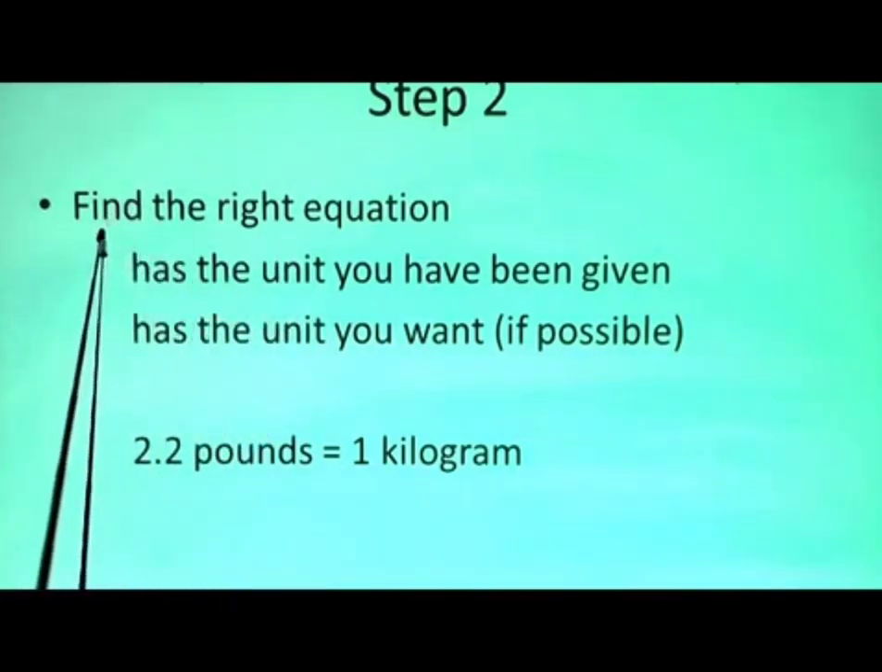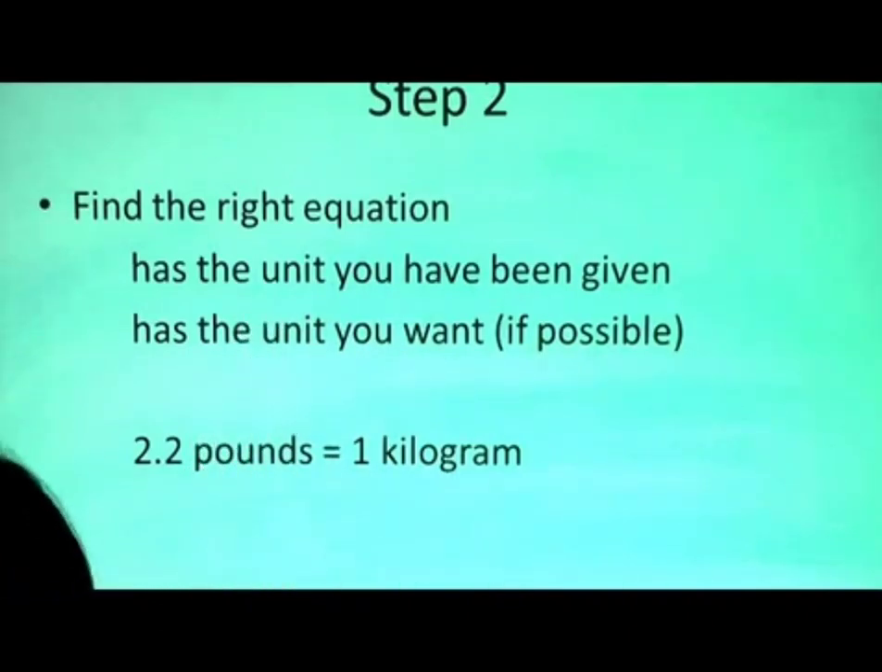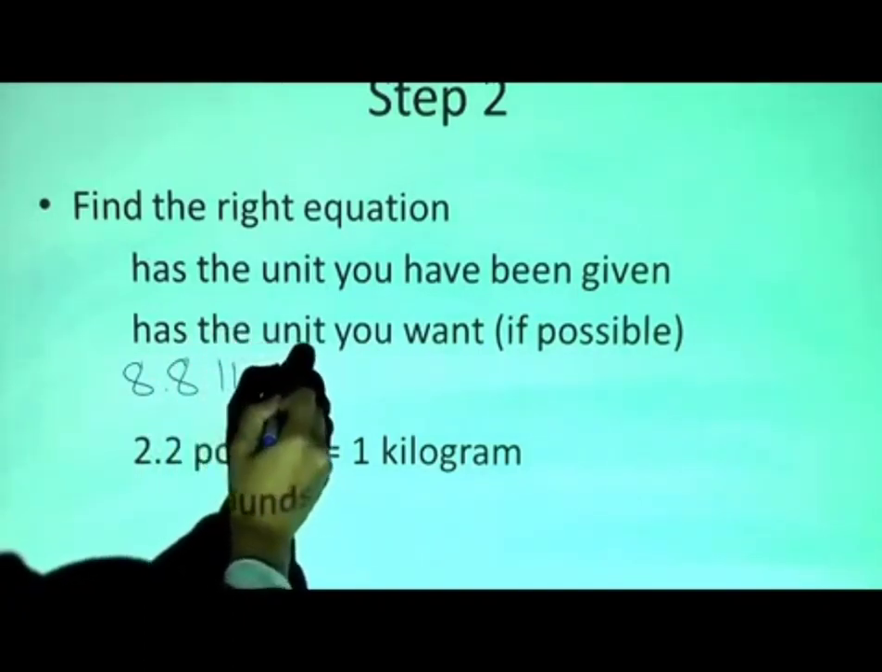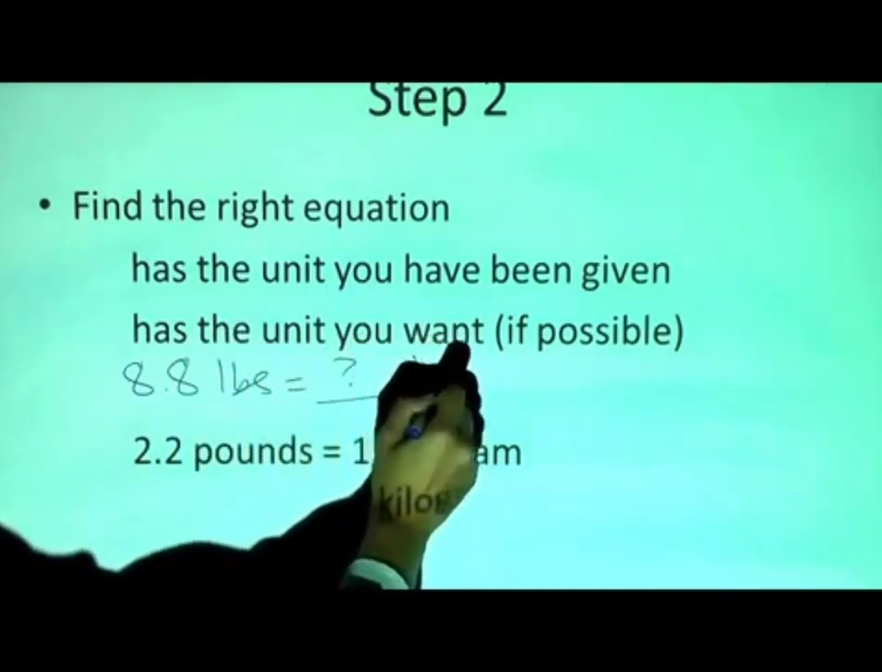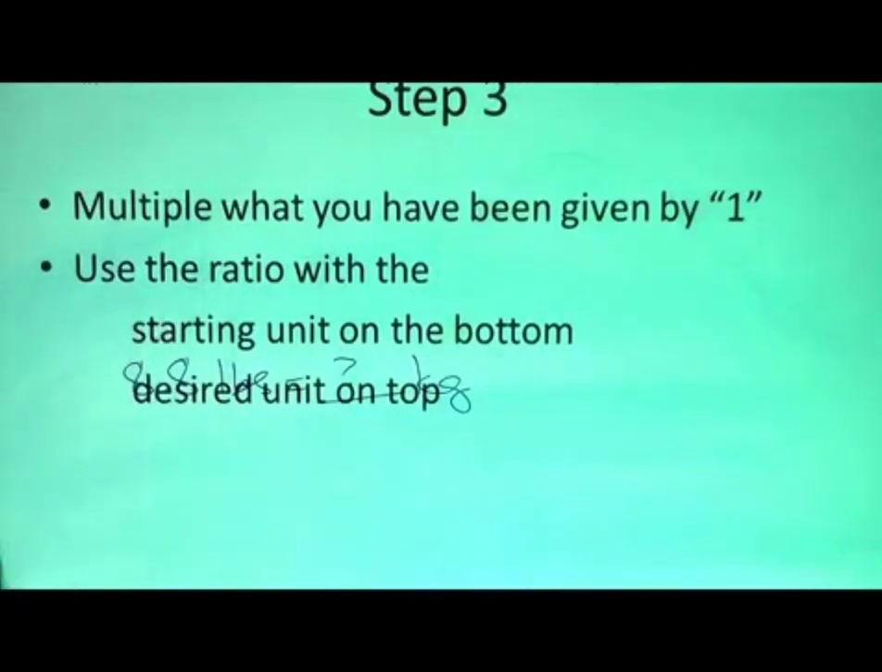Step 2, you've got to find the right equations to help you. What is the right equation? Remember, this is 8.8 pounds is equal to how many kilograms? Well, the right equation has to have the unit you've been given. So sure enough, here's the unit you've been given. And it has to have the unit that you want. Sure enough, here it is. This is the unit that you want. So this is the correct equation that you want to use, okay? Step 3.